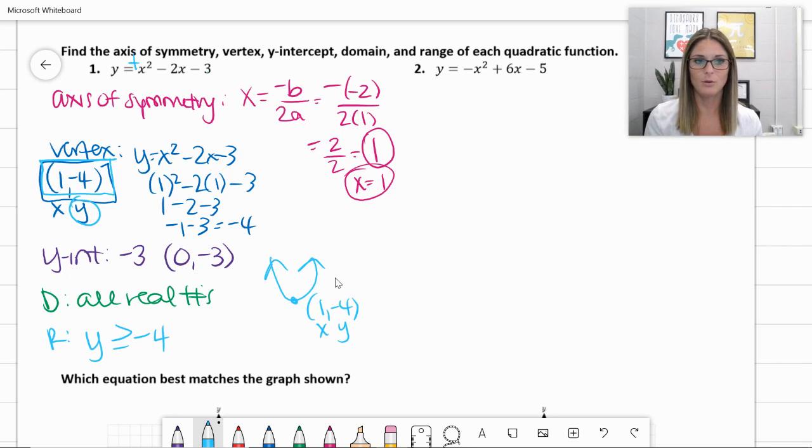Notice I use the y coordinate of my vertex. Some students use the y-intercept, but that's not my lowest point. Let's look at number 2. I'll show you on number 2 as well.